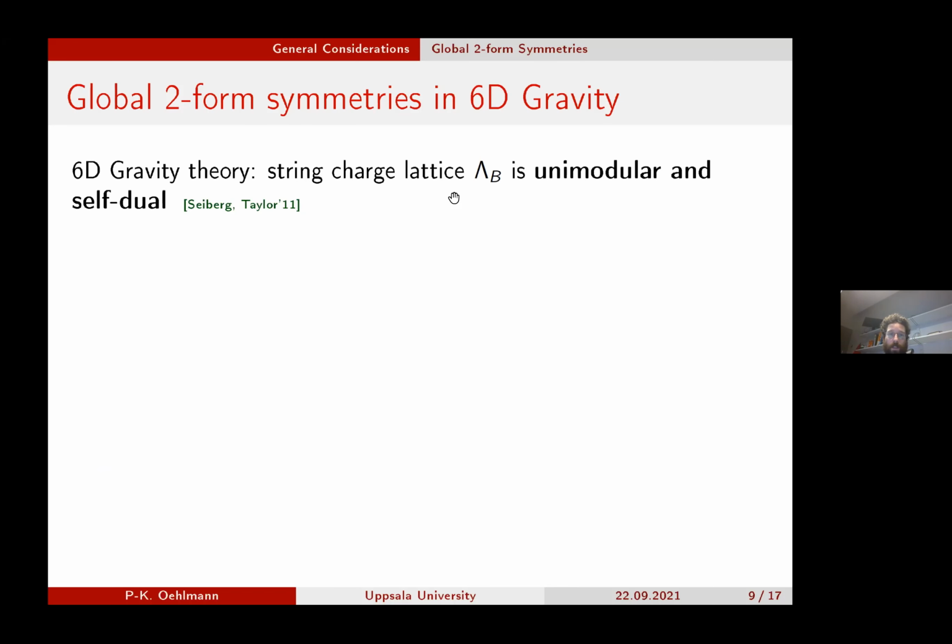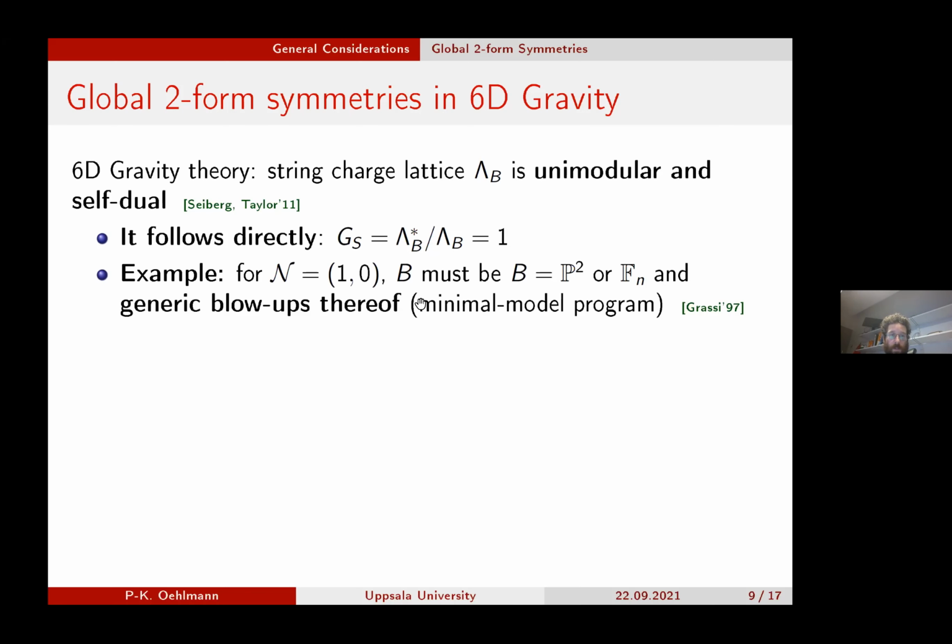So let's maybe first look at whether you can have global symmetries. If you want to look at this, you first have to note that this string charge lattice that you have for a 6D supergravity theory is highly constrained. In particular, it must be unimodular and self-dual. Now, this has also been shown by Seiberg and Taylor a couple of years ago. And from that, it directly follows that this naive discriminant group that you take, Lambda B star over Lambda B, is equal to 1 because it's self-dual. So that's very good. It tells you that there are no global symmetries.